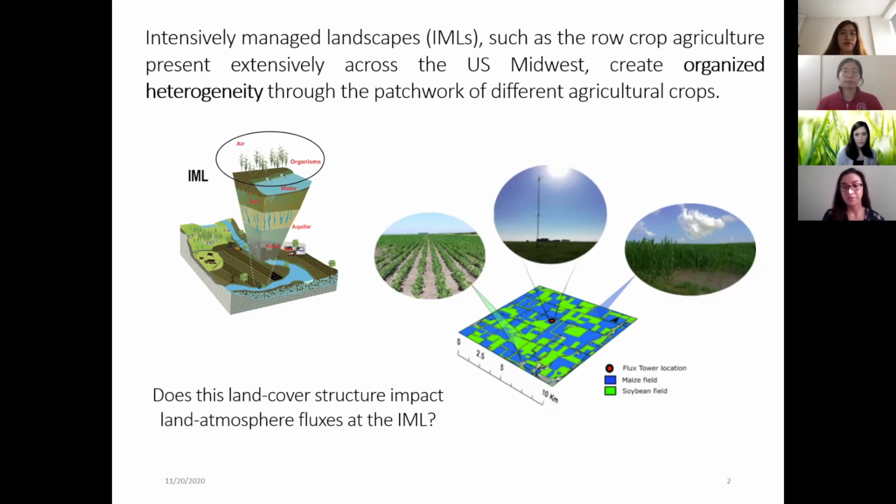So we know that the tower should be measuring somewhere in the system, but where exactly? Our question here is, does the land cover structure impact the resulting measured fluxes at the tower?